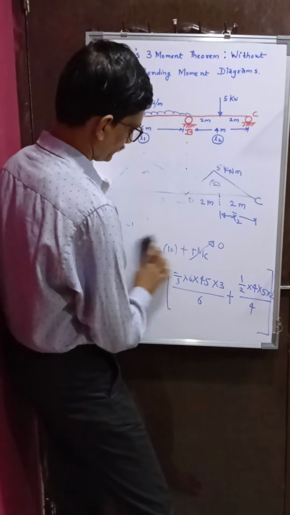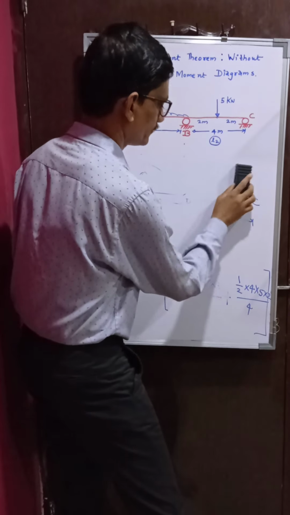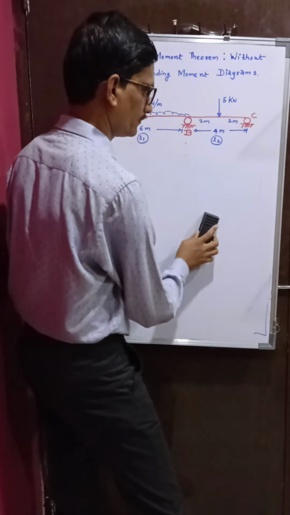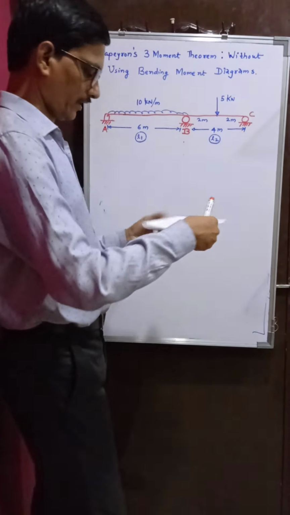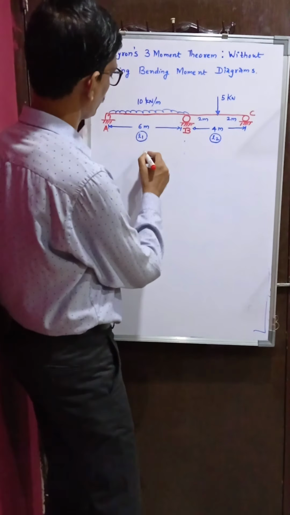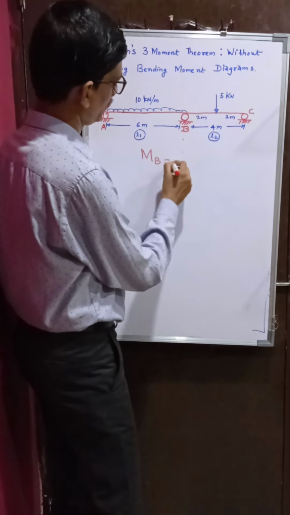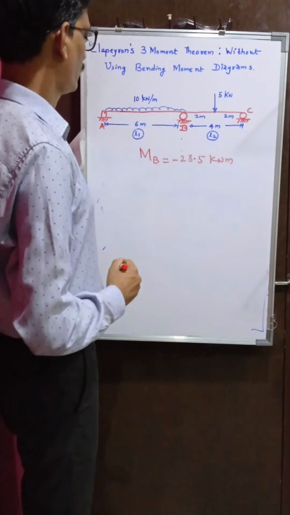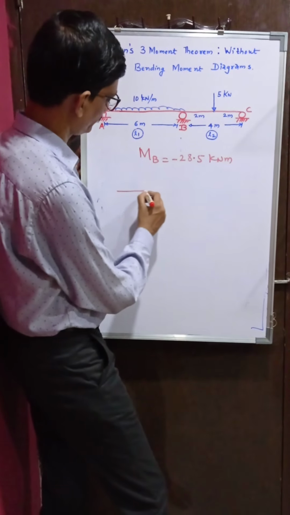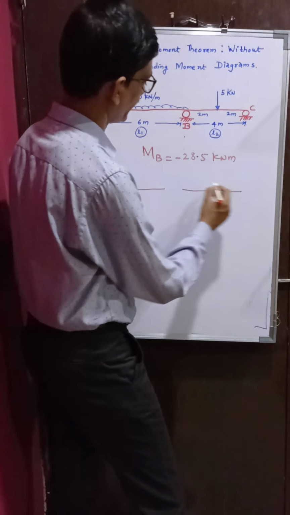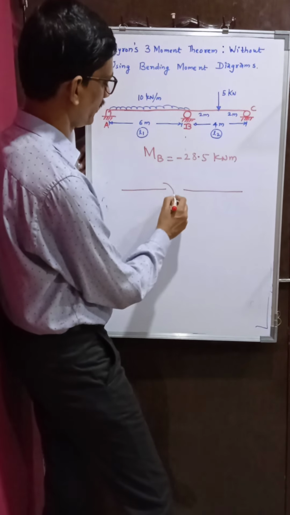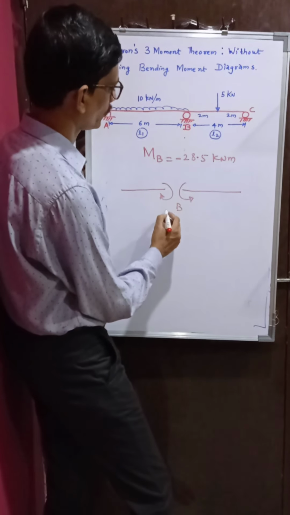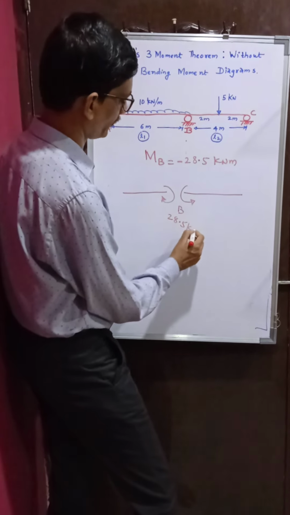let us see what happens. When I solve, MB becomes minus 28.5 kilonewton meter. So once I get MB, I can write it like this: minus 28.5, that is hogging moment at B, that is at the support. So its value is 28.5 kilonewton meter.